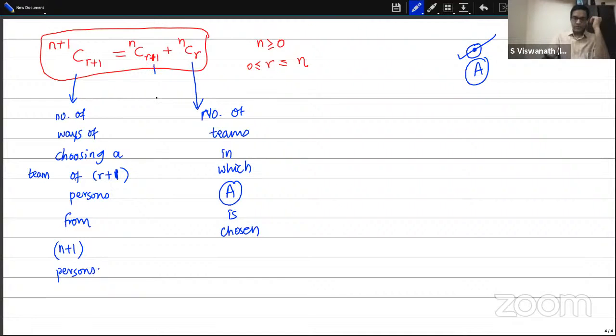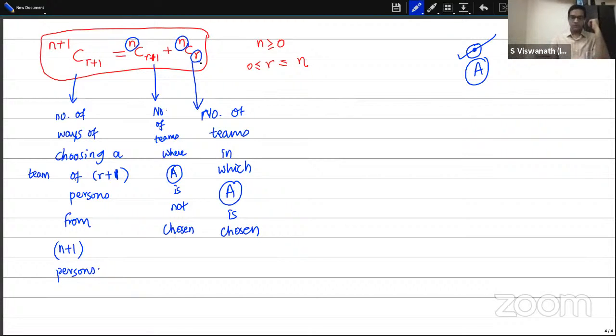And now the other term is counting the number of teams where A is not chosen. Why is that? Because you're not choosing A, which means that you still have to choose r plus 1 people. The full team has to be chosen, but you only have n people remaining, from which you must choose the remaining r plus 1 people. In the first choice, you have already chosen A, so there are n people remaining, but from those n, you only have to choose the remaining r people, because you have already chosen one person.